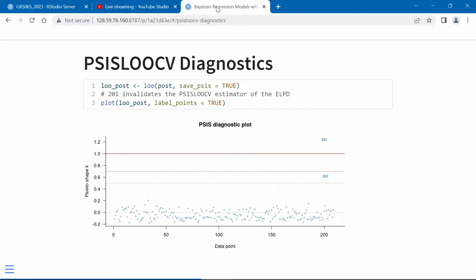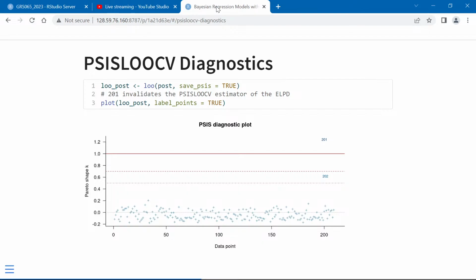So we call loo on the objects produced by brms, and there's a plot method for the objects produced by loo, which you can specify label_points equals true to see a plot where the vertical axis is the estimated Pareto shape parameter in the Pareto smoothed importance sampling process. That was referred to in the reading for last week. On the horizontal axis here, we have an index for the data.